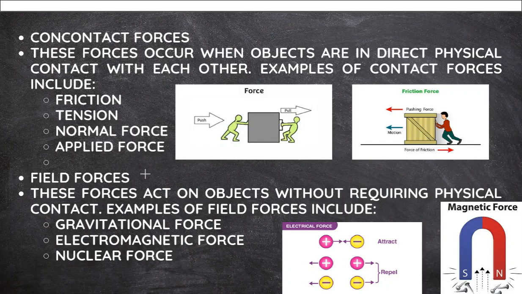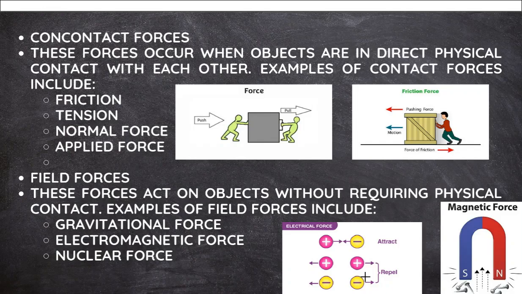Okay, we also have the field force, the second type of force, or the non-contact force. Now these forces act on objects without requiring physical contact. Examples are gravitational force, force of gravity, electromagnetic force, and the nuclear force. Now, if you place unlike poles, plus and minus, they will attract by electrical force. But if you place like poles, plus plus or minus minus, they will repel each other.